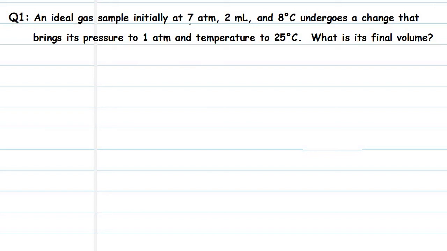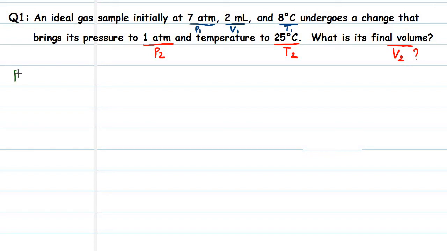7 atm, that should be P1. 2 mL, that should be V1. 8 Celsius, that should be T1. And then 1 atm, that should be P2. 25 Celsius, that should be T2. And the final volume, that should be V2, and that's what they're looking for.